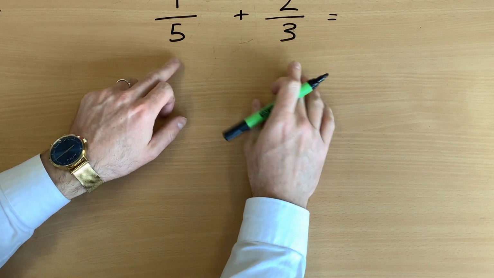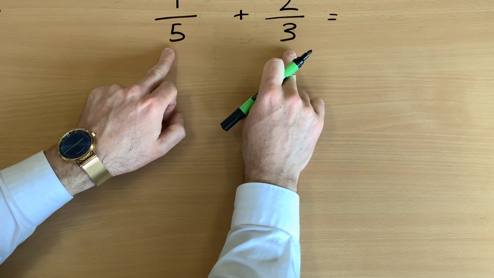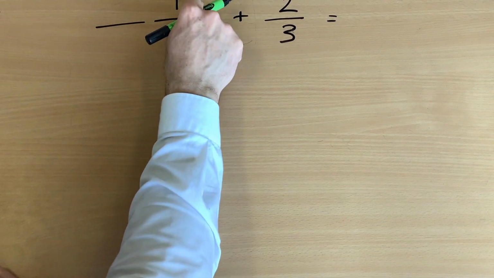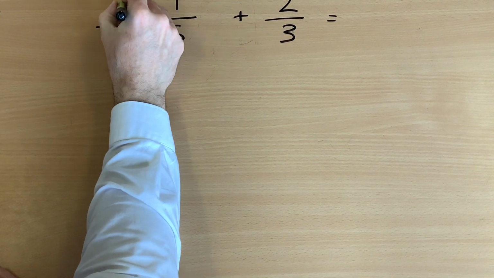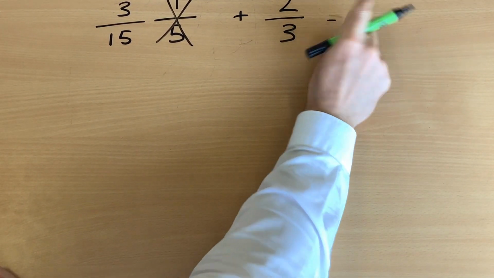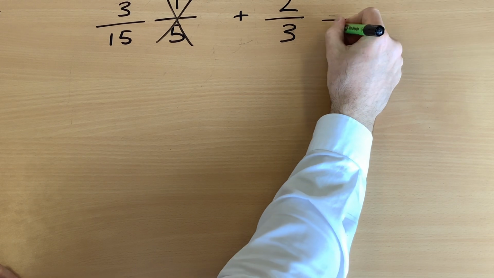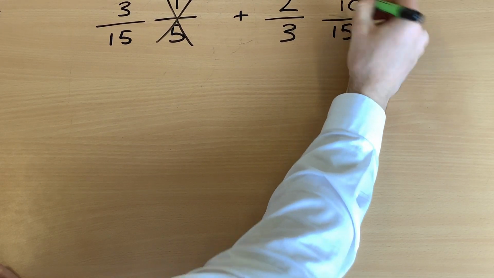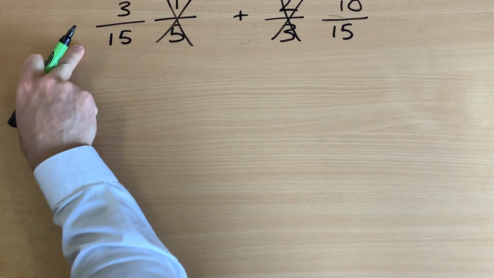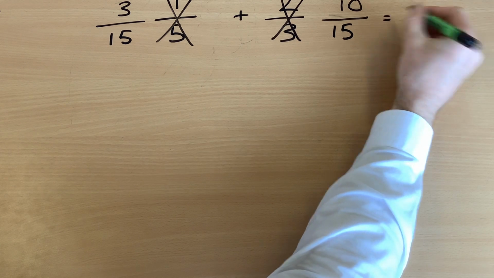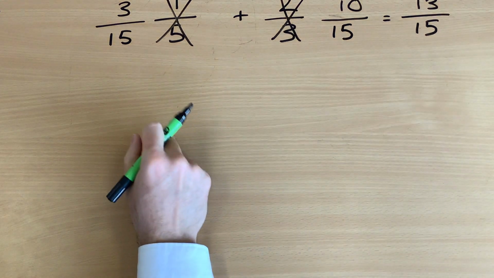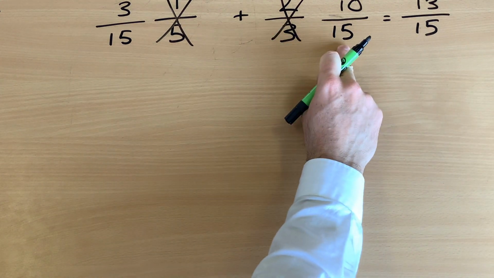So in this case, I use my knowledge of the 5 and 3 times table and think the lowest common multiple is 15. So I'm going to convert both these into 15ths. So 1/5 is the same as 3/15. And then 2/3 is the same as 10/15. Cross that out. So now my question is rewritten as 3/15 plus 10/15. As you can see, that's going to give us 13/15. So it's straightforward once I've got the denominators the same.